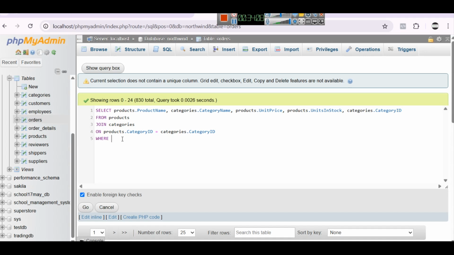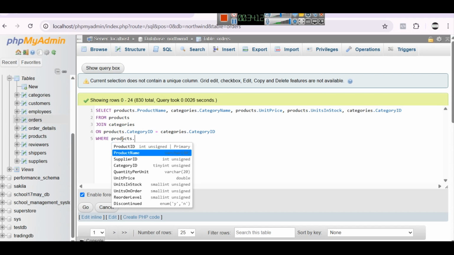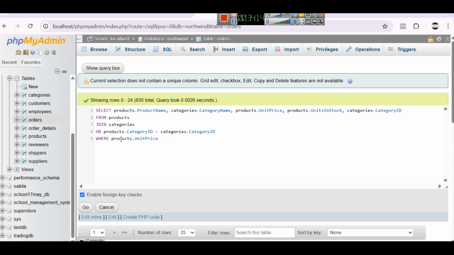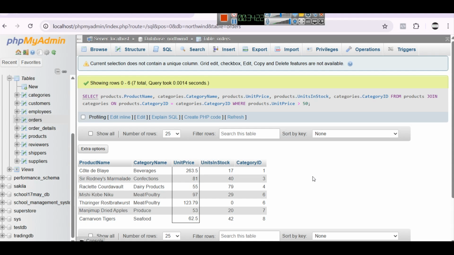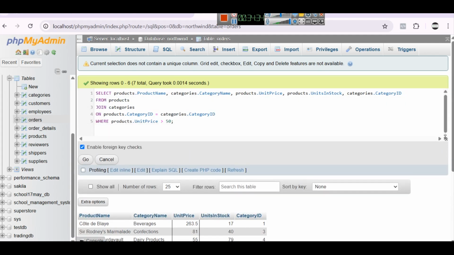For example, where products dot unit price is greater than 50, let's say, right? So then you will write where. So now it is showing only those products which have unit price above 50, and it is joining them. Okay, it is joining both tables. So this is the command.